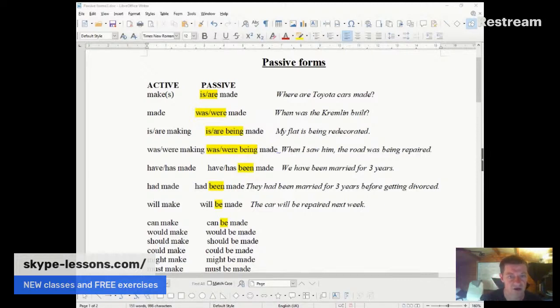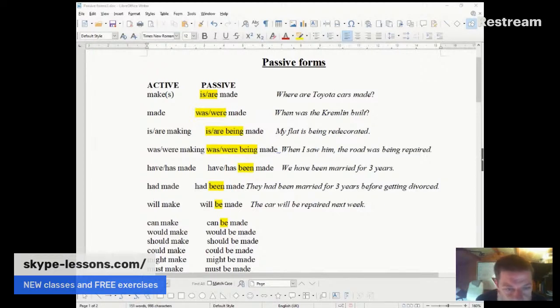Has made goes to has been made, and have made goes to have been made, and had made, the past perfect, goes to had been made. So I've given you the example of we have been married, a really common example for passive, for 3 years. And then I've got they had been married for 3 years before getting divorced.